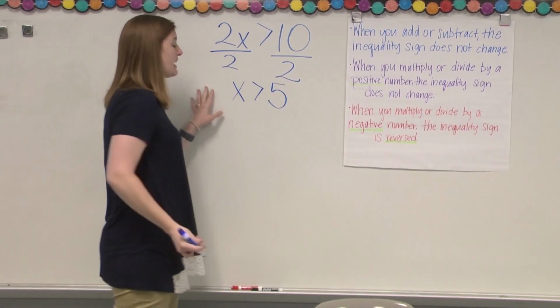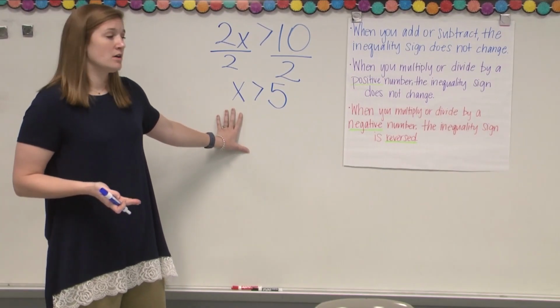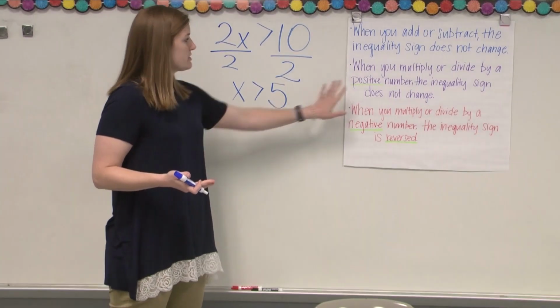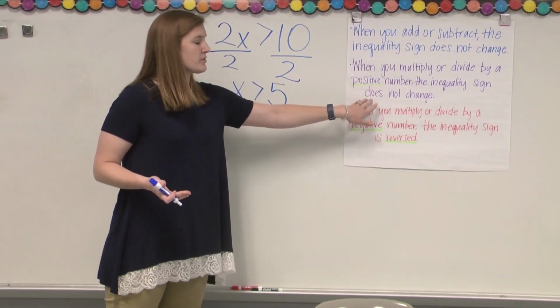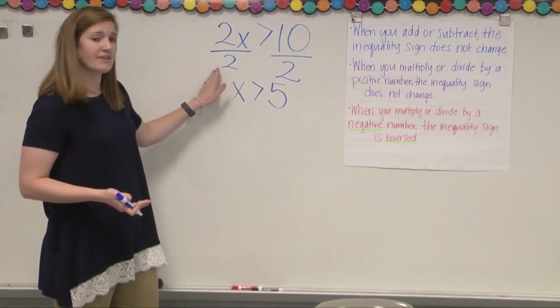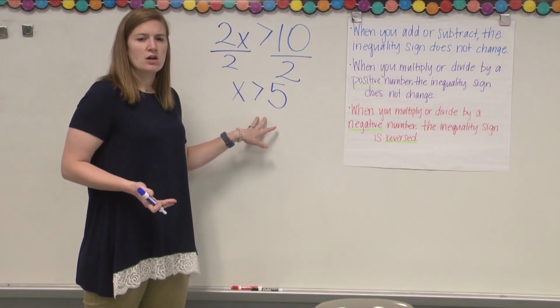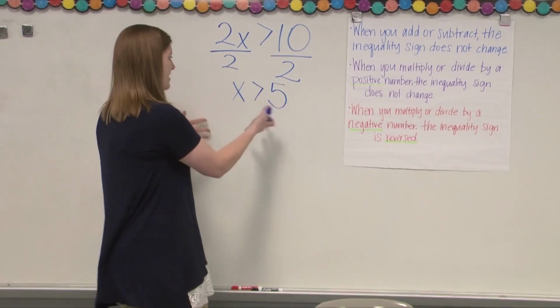2 divided by 2 gives me 1, so I just have x is greater than 10 divided by 2, which is 5. Now we think this is our final answer. We don't think that this inequality flips around. Notice that when you multiply or divide by a positive number, the inequality doesn't change. Well, we did divide by a positive number. That inequality sign is not going to change. So what does that mean? What is this answer telling me?